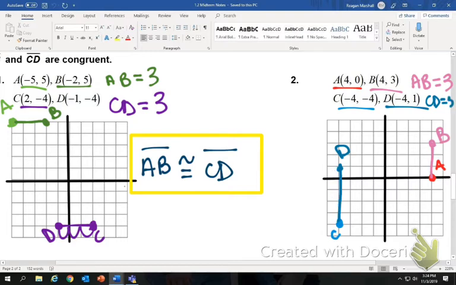You could probably tell by the way that they looked. They are not congruent, so the way you would say this, I'll write up here, segment AB is not congruent to segment CD. And those would be your answers.